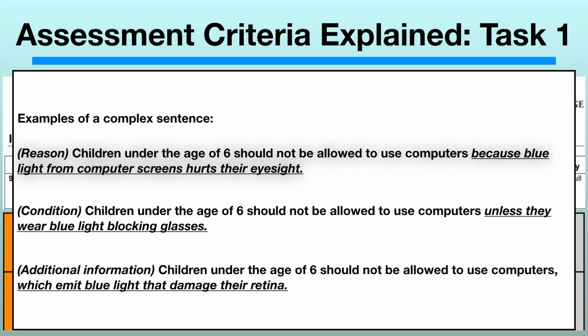But after this sentence, I add the following words to introduce one more sentence. First, there is because, which is used to introduce the reason for the suggestion about screen time restriction. Blue lights from computer screens hurt their eyesight. Then there is unless, meaning except if, which is used to introduce the condition they wear blue light blocking glasses. I also used which to provide additional description of computers that they emit blue light that damages children's retinas.